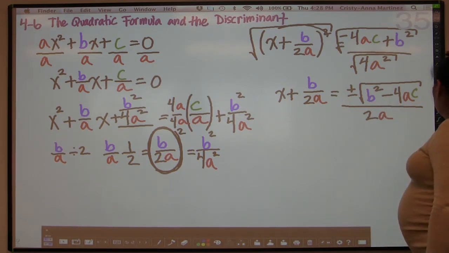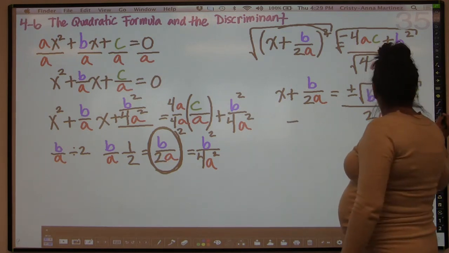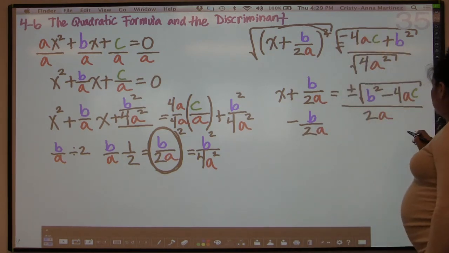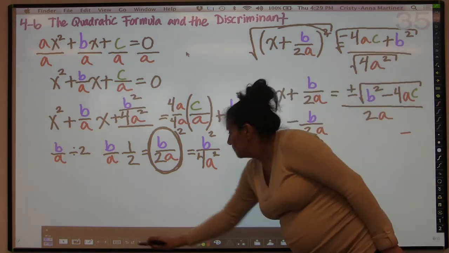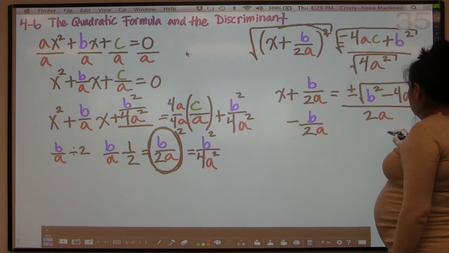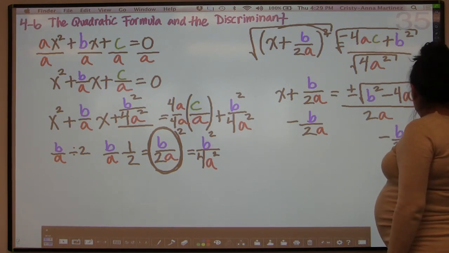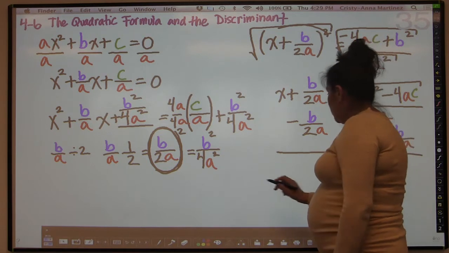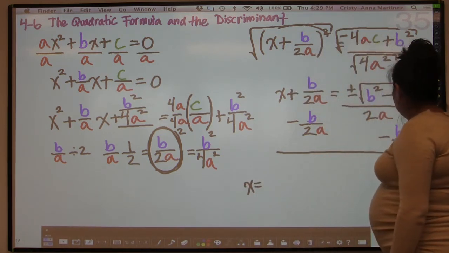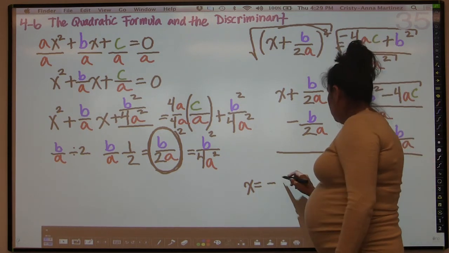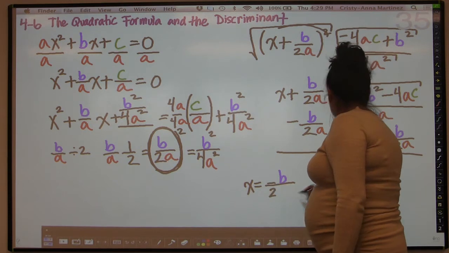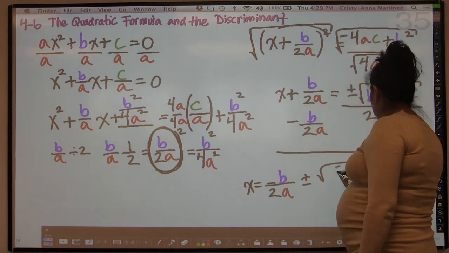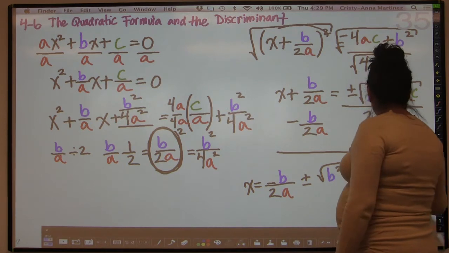So now we're here, and we want to solve for x. We want to subtract the b divided by 2a from both sides. So subtract that little guy, and we're going to finally almost get to our answer. So now when you add those up, you're going to get x equals negative b divided by 2a, then you have plus or minus the square root of b squared minus 4ac.